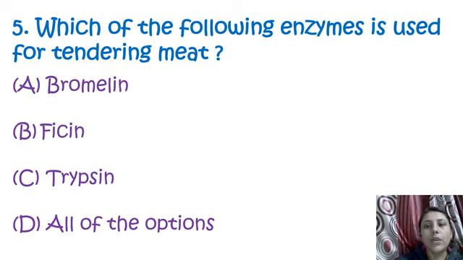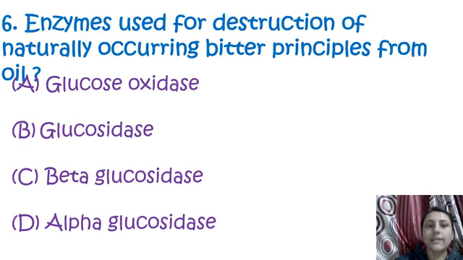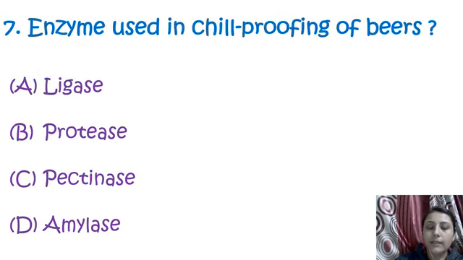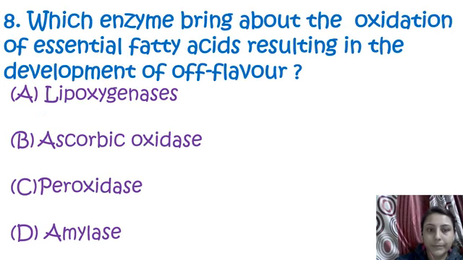Next question is, which of the following enzymes is used for tenderizing of meat? Tenderizing of meat can be done by all the three, bromelain, ficin and trypsin. So the answer will be all of the above. Next question is, enzymes used for destruction of naturally occurring bitter principles from oil, and the answer is glucosidase enzymes. Next question is, enzymes used in chill proofing of beer, that is protease enzyme. Protease enzyme is used in chill proofing of beer.